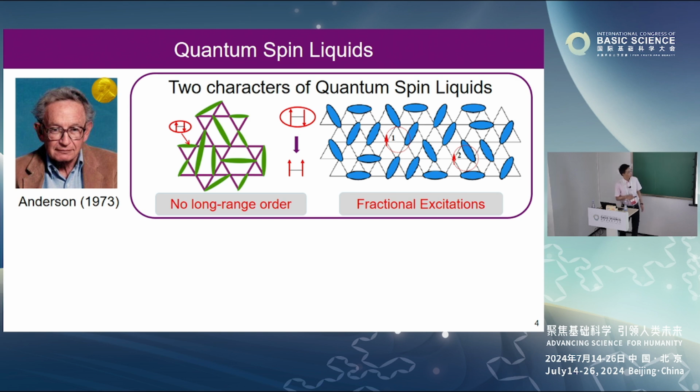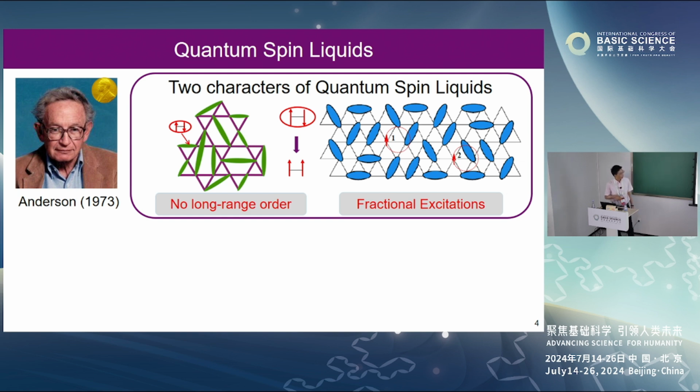Because these two spins can have very long-range entanglement, you can easily break this bond to have two isolated spinons. And each spinon actually carries spin half. So the spin is fractionalized. In this case, you have this kind of fractional excitation, the spinon. And these spinons can actually move freely in this system without costing any extra energy.